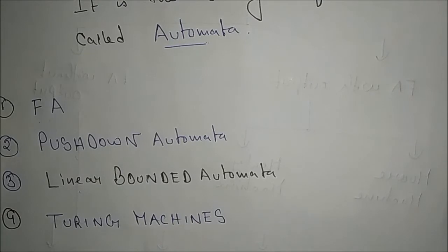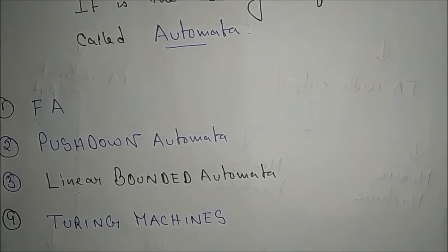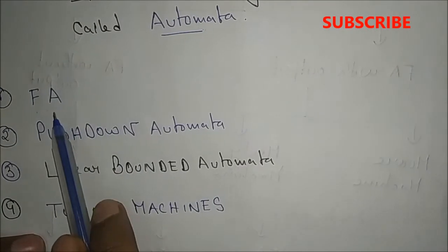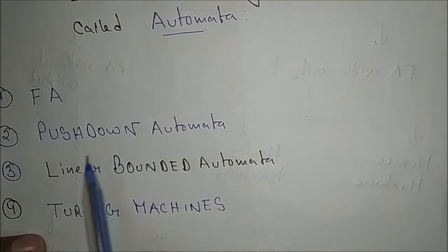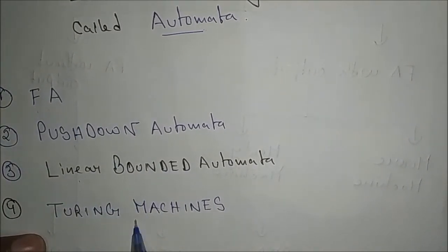Before I start, I want to tell you one thing. This subject carries good marks, from 9 to 12 marks in GATE. So every year 9 to 12 marks are coming in GATE. So this subject is very important for GATE. Now, there are four types of machines: finite automata, push-down automata, linear bounded automata, and Turing machines.